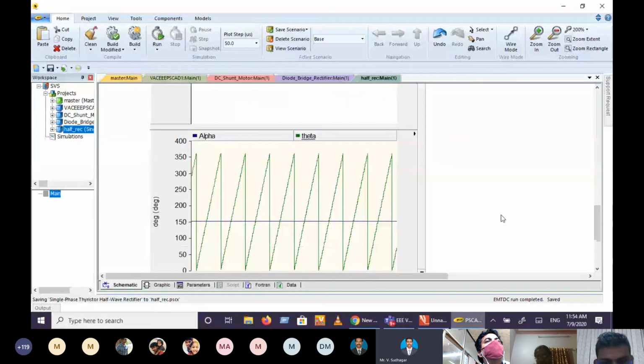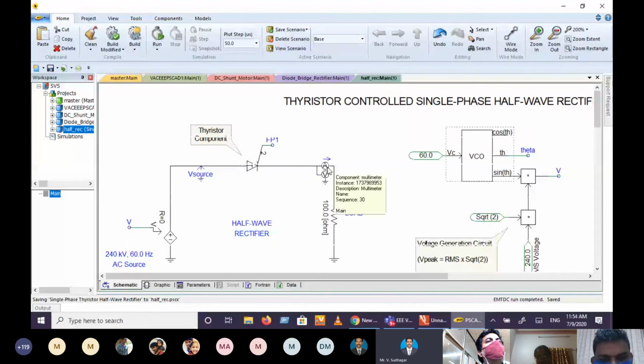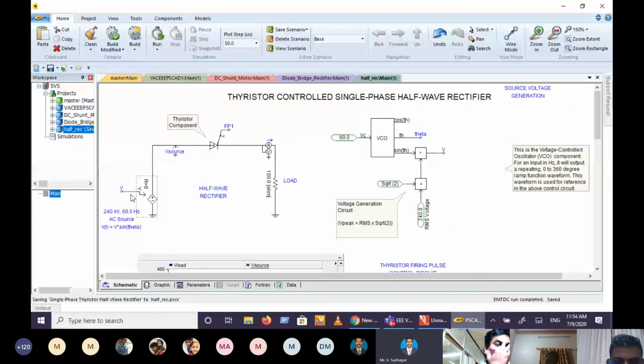The remaining things we have already seen: how to include a voltage source, how to include the multimeter. All those things we have already seen in so many examples. The only difference is that here we are generating the sinusoidal supply. Earlier we used a default source, but in this case we are using a separate source. I mean the voltage is controlled externally. We are generating the voltage with the help of this voltage source oscillator block, having a frequency of 60 Hz, and a particular RMS value 240 kV.